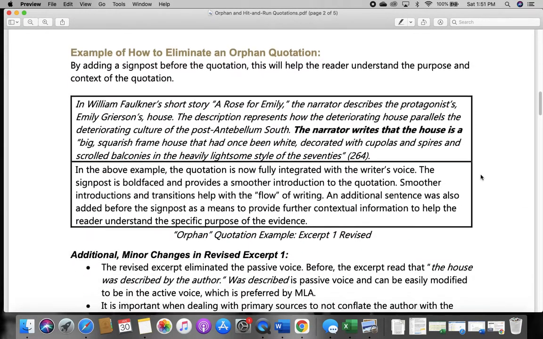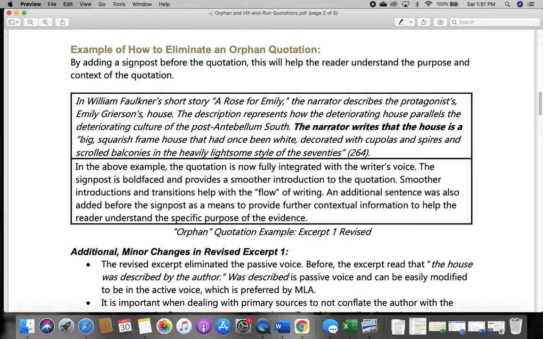So what I did here is I just started the quotation at "big," because this is the most important part of the quotation. And what I also did is I changed the tense to proper MLA, which is what's called literary present. And I'll talk about literary present and historical past in a second. But hopefully you'll notice that I'm using all present tense here. The narrator describes. The description represents. It parallels. The narrator writes. The house is. Everything is present tense.